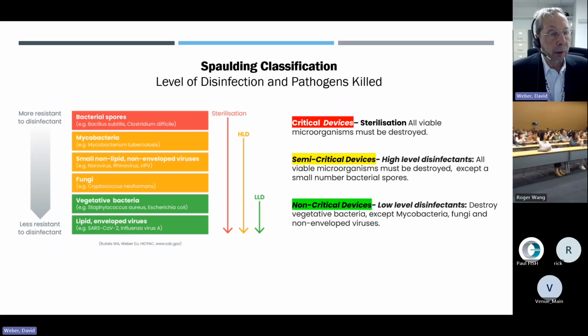And you can see here, sterilization is used in an absolute sense. It destroys all viable organisms, including bacterial spores. High-level disinfection will then destroy, in order of more difficult to easy to kill, mycobacteria, small non-lipid, non-enveloped viruses, fungi, vegetative bacteria, and lipid enveloped viruses. And low-level disinfection will inactivate or kill vegetative bacteria and lipid enveloped viruses. And we have this nice gradient of more resistant to less resistant for disinfectants.